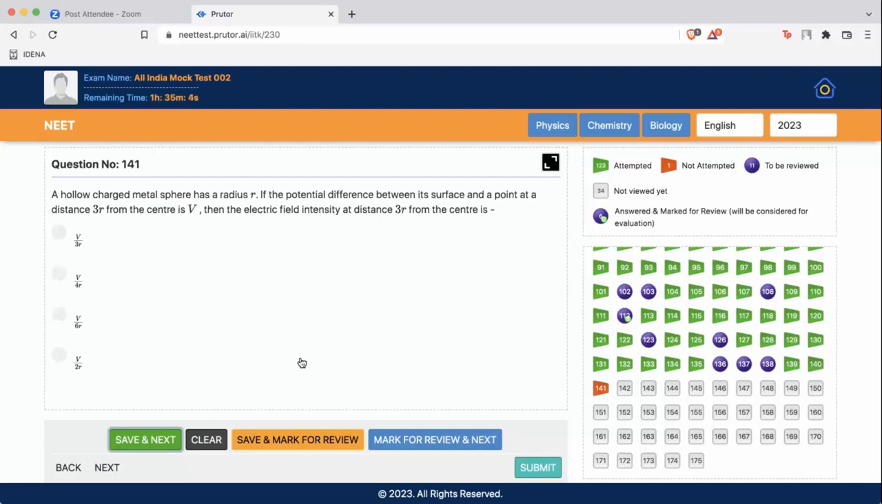A hollow charged metal sphere has radius r. If the potential difference between the surface and a point at a distance 3r from the center is V, V is equal to Q by R, whereas at 3R it is Q by 3R. The electric field intensity is Q by 9R squared. So V by 3R should be the answer.